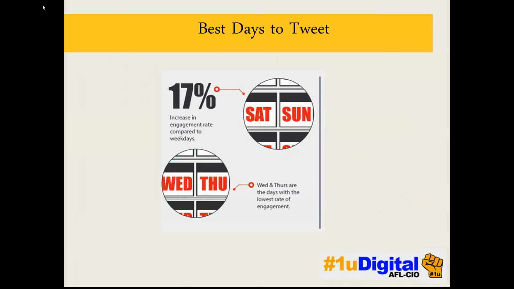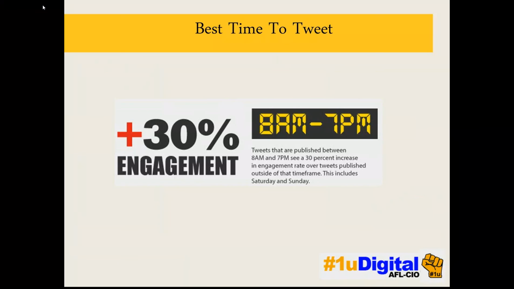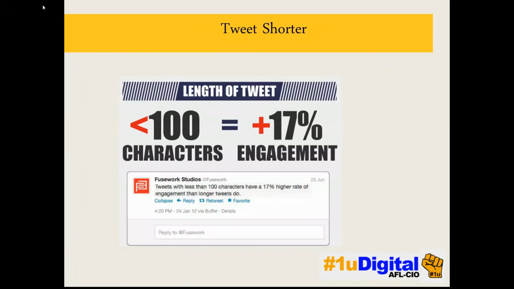This study found that Wednesdays and Thursdays were the days with the lowest engagement. But again, you have to test out what works for your audience. There is 30% more engagement in posts between 8 a.m. and 7 p.m., including the weekends. So try out that window and see if it works best for you.